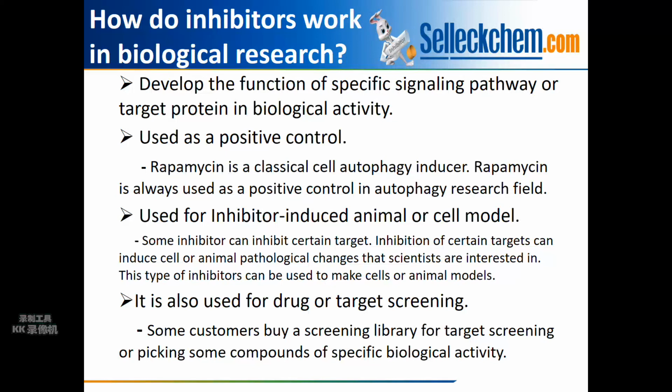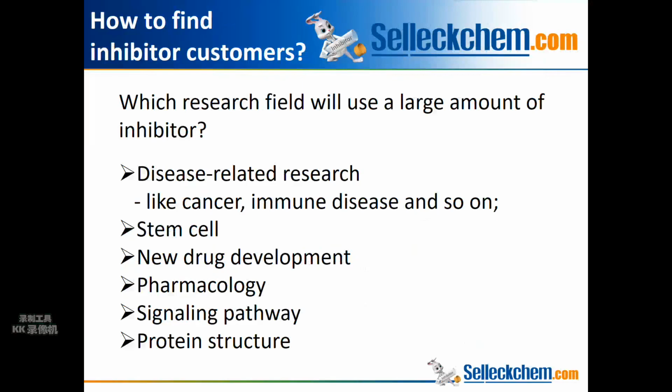Inhibition of certain targets can induce cell or animal pathological changes that scientists are interested in. These inhibitors can be used to make cell or animal models. It is also used for drug or target screening. Some customers buy a screening library for target screening or picking some compounds of specific biological activity.